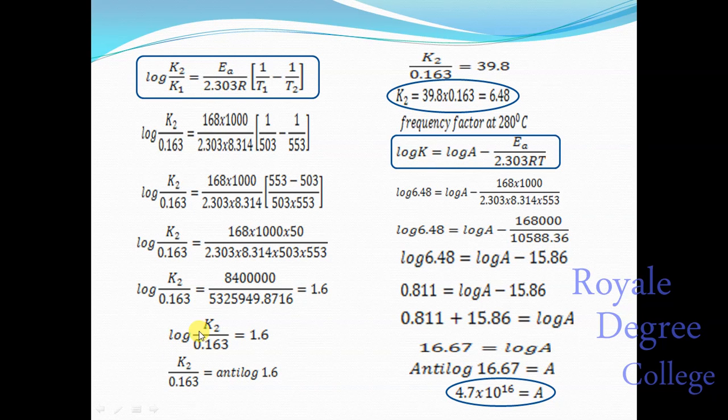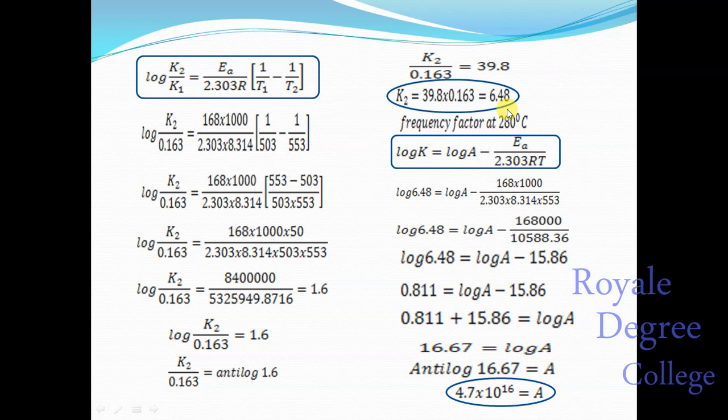So in the next step, log K2 by 0.163 is equal to 1.6. Now this log we are bringing to the other side, so it will be in the antilog form. So K2 by 0.163 is equal to antilog 1.6, isn't it? Antilog 1.6 value is 39.8. Now we are going to find out K2. We keep K2 on that side, and 0.163 should be multiplied with 39.8. So you will get the value as 6.48. That is the value of K2.